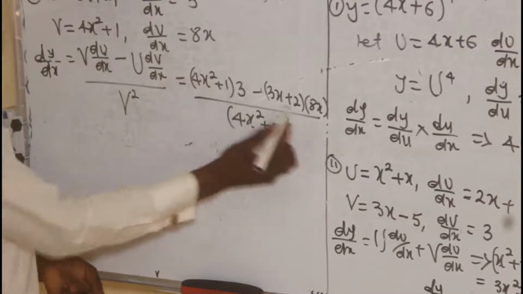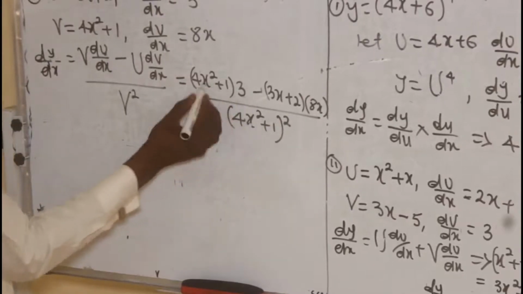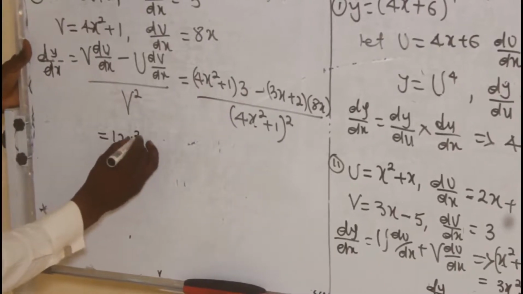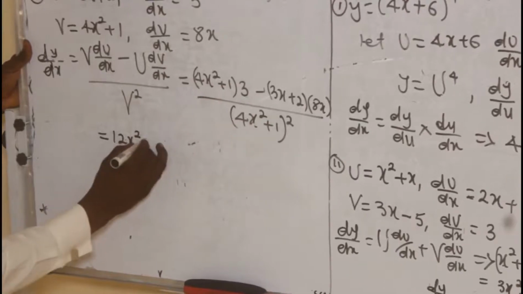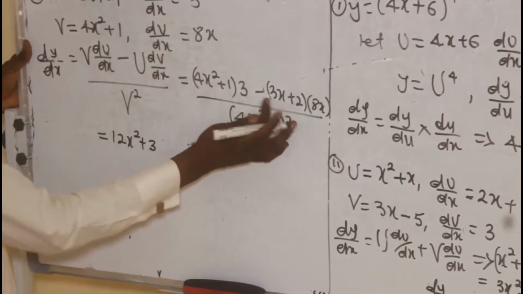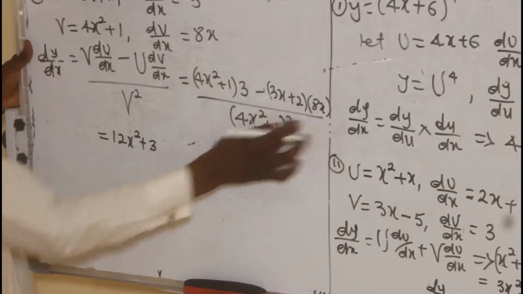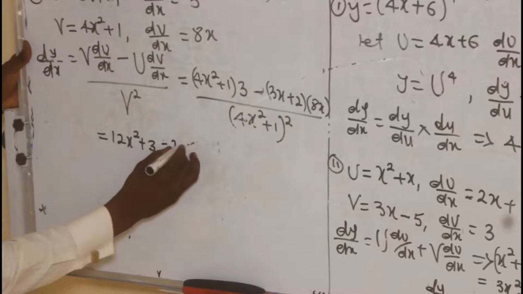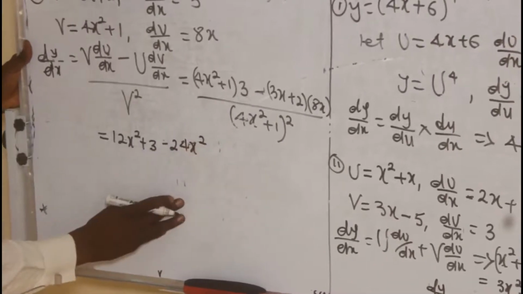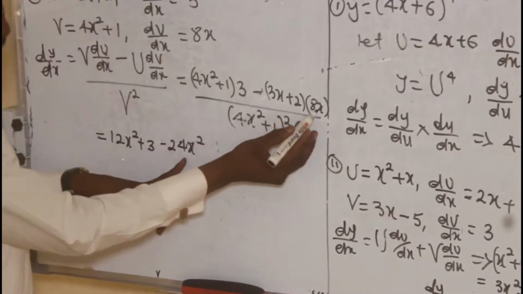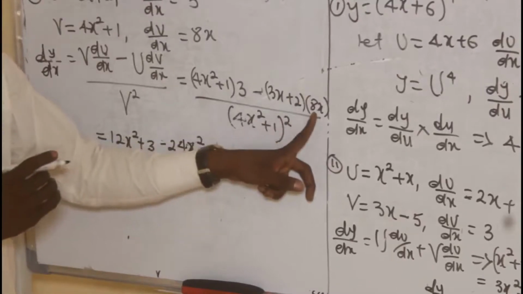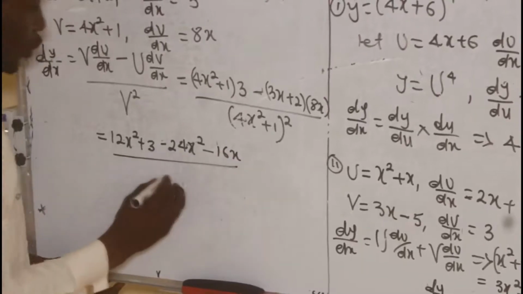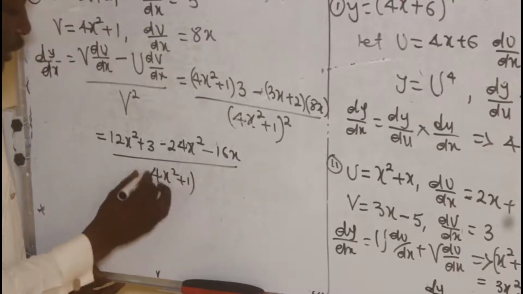No. We are going to simplify our numerator, expand the brackets. This times this is going to give you what? 4x squared times 3, 12x squared, right? 1 times 3, 3. Yeah, let's expand this. There is minus there, don't forget. 3x times 8x will now give us what? Because of the minus, it will be minus 24x squared. Is it true? Then remember what? 2 times 8x, 16x. Because of the minus, it will be minus 16x. All this over 4x squared plus 1 all square.